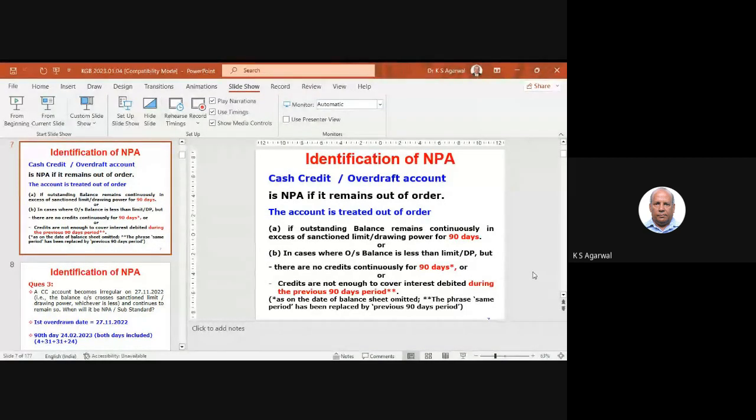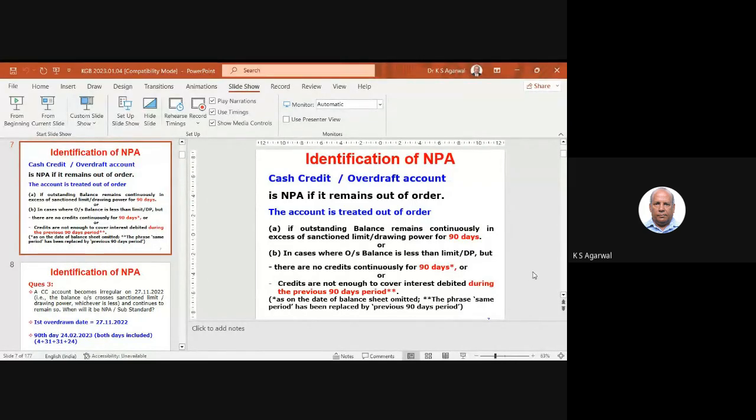Now, there may be a possibility when outstanding balance is less than limit or DP, but there are no credits continuously for 90 days. Though the balance is 40,000, but for 90 days there were no credits, or credits were there, but they were not sufficient enough to cover the interest debited. So in these two conditions also, this account will become NPA.